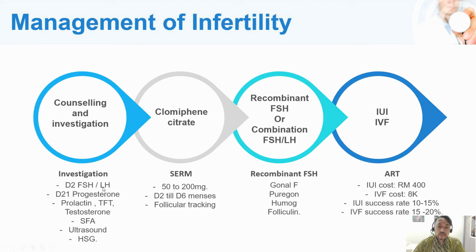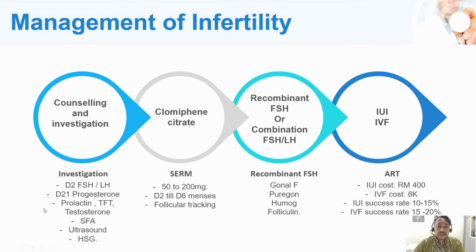follicle stimulating hormone and luteinizing hormone. Then you want to take day 21 progesterone. You also want to take prolactin, thyroid function test, and testosterone if you suspect the patient has PCOS. And then you want to do semen fluid analysis for the husband. You want to do an ultrasound, and next you are going to do HSG, okay, to check the tubes.